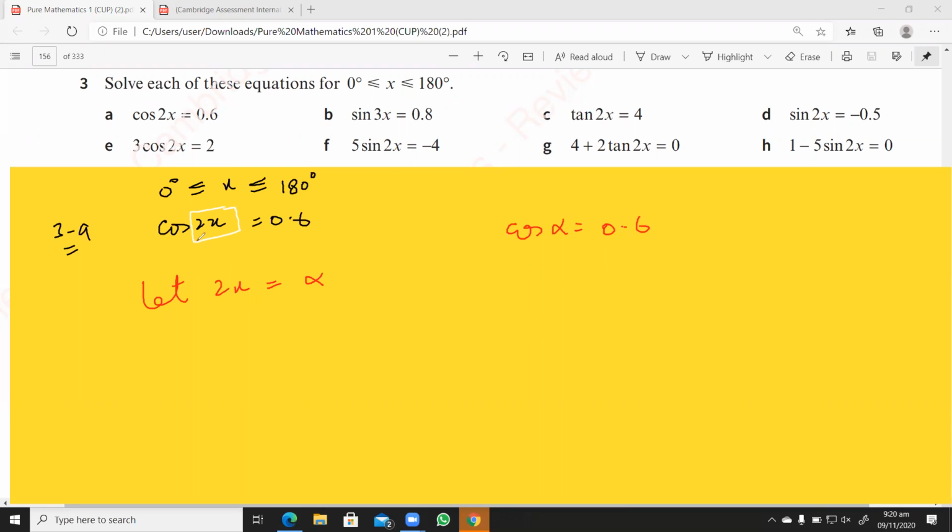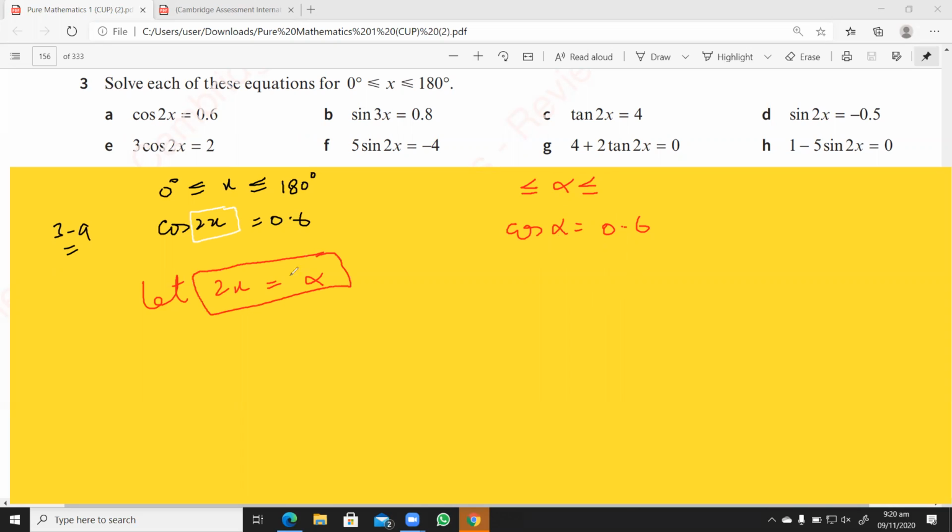When it was in terms of x, we were given that x has to be between 0 and 180 degrees. Now that your equation has gone in terms of alpha, you must know the limits of this alpha. For that purpose, you will be using this link, 2x equal to alpha, to determine the limits for alpha.